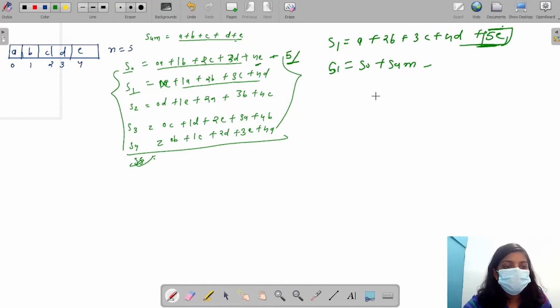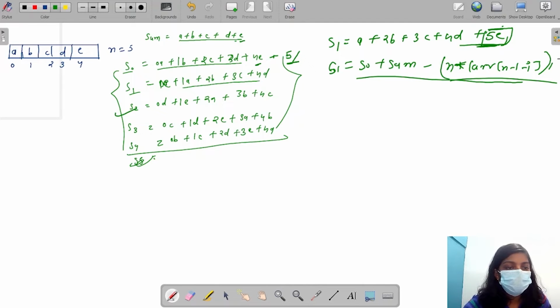So what can I do? I can subtract n times ARR of n minus 1 minus i. N is 5, and ARR of n minus 1 is my E. I'll tell you why I'm writing i here in the next rotation. Okay. So if I subtract this from this answer, I get my S1, which is nearly equal to S1. So now if I subtract this, it is exactly equal to S1, where I have 0E. This is say my 5E, right?